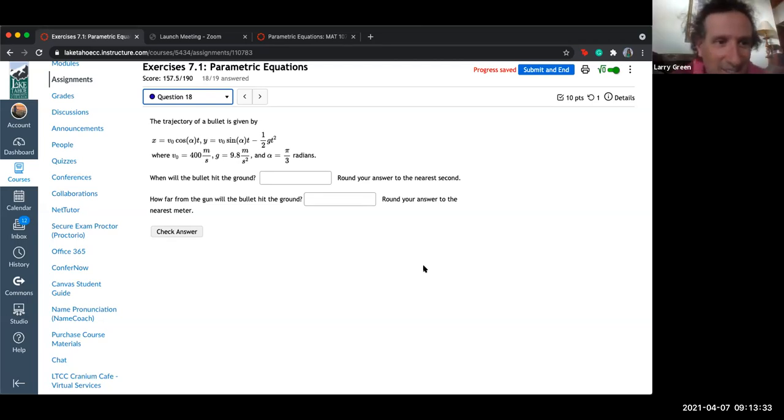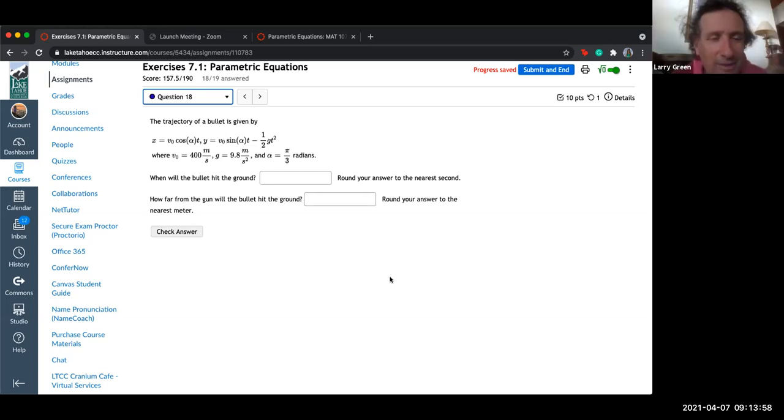Okay. V naught is 400, g is 9.8. Hopefully you know g is 9.8 because that's gravity, right? Yeah. And then alpha is pi over 3 radians. When will the bullet hit the ground? There's a couple questions. Is that the question you had, the first one? Yeah, I just wanted to make sure I was doing it right since we only have one shot.